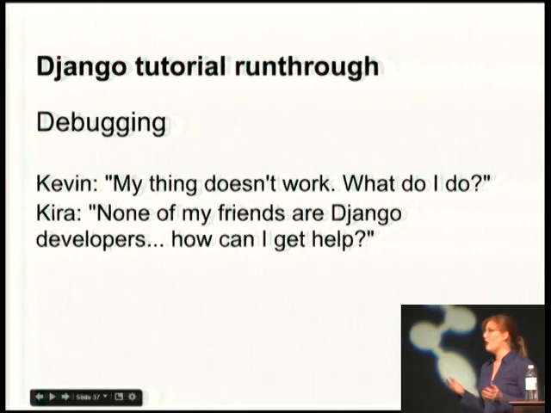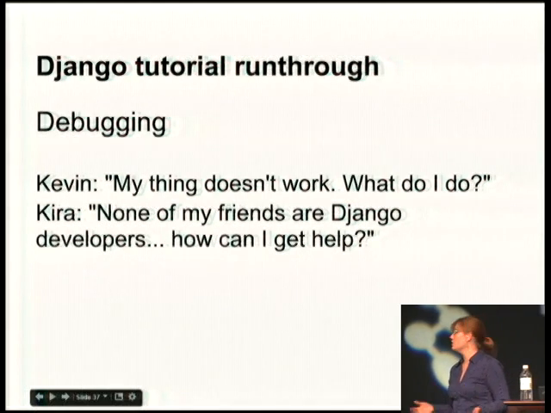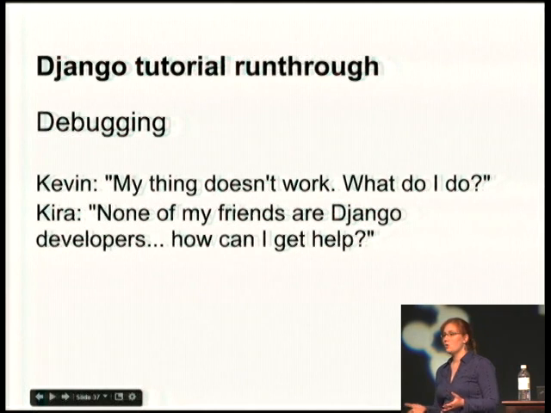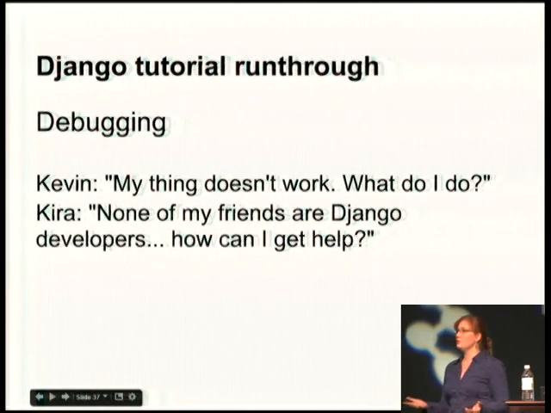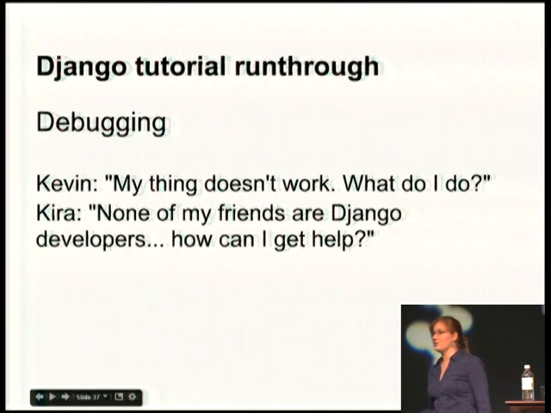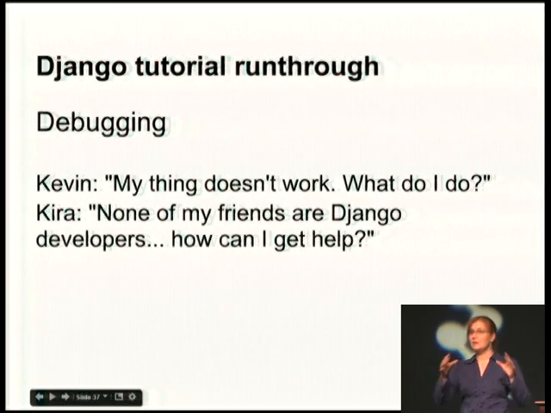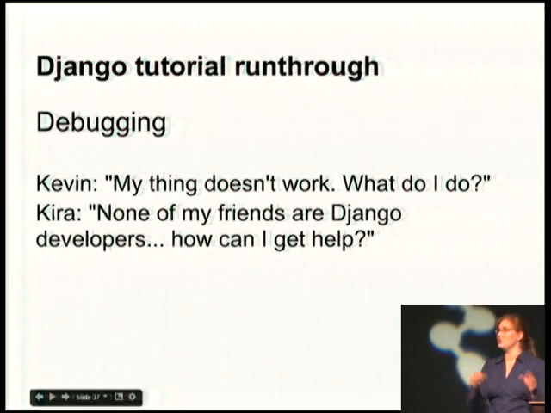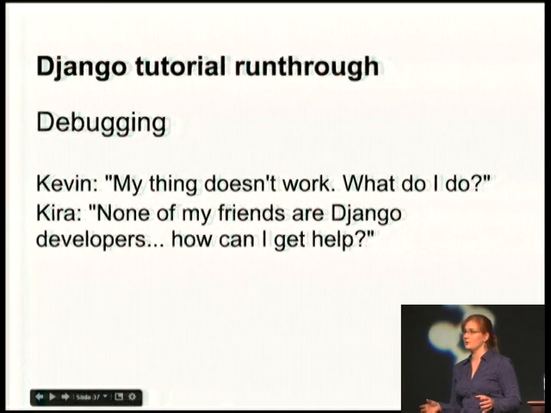Kira, similarly, also doesn't know where to get help from a human. When she runs into a problem, or even just a conceptual issue, who can she ask for help? And so knowing about things like the Django IRC channel or the Django users mailing list, and having a really prominent link on the tutorial documentation to those resources, is super important.